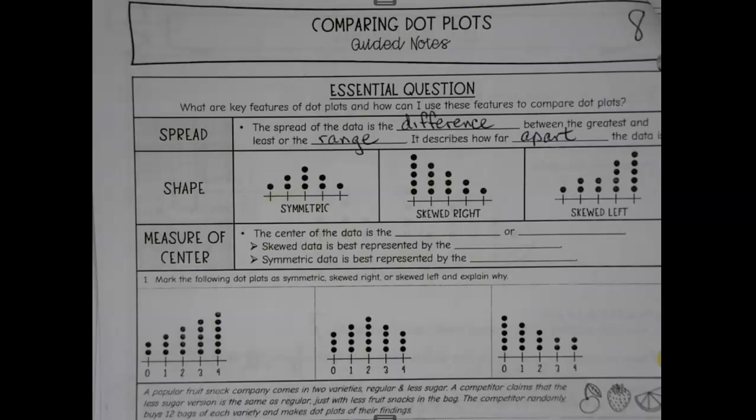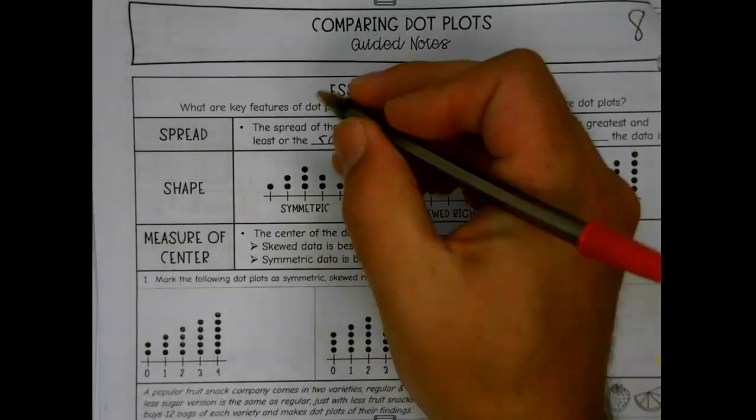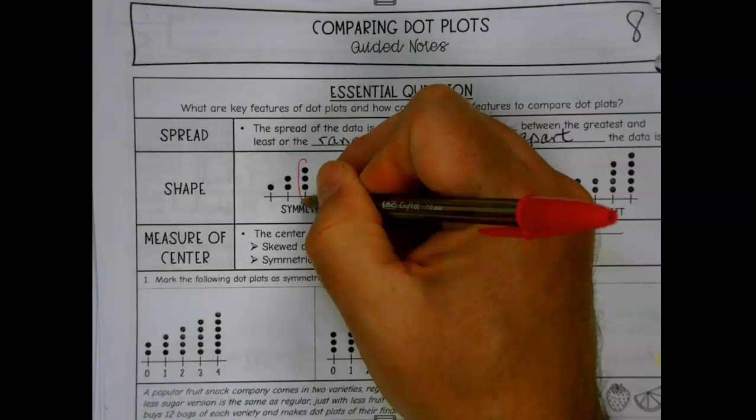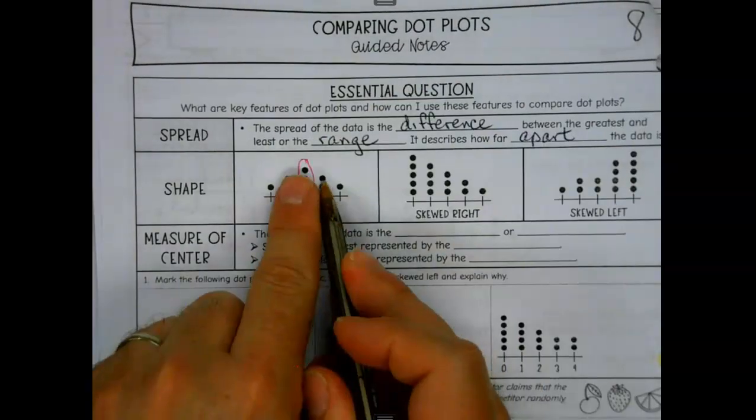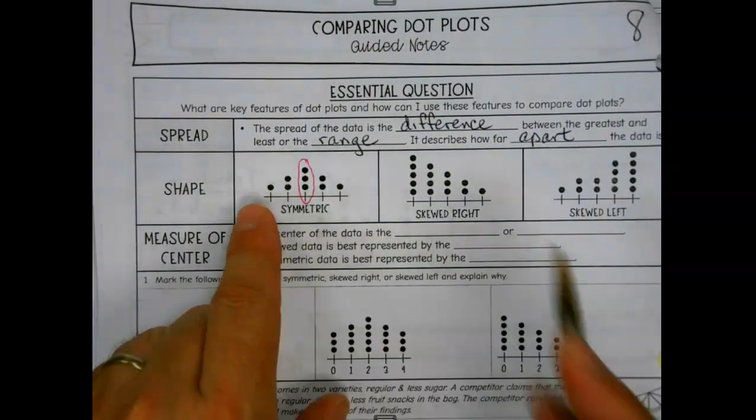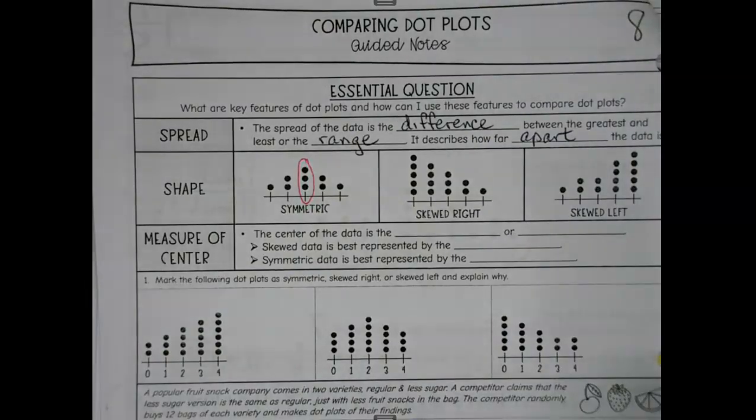And so when we do these, that can affect the shape of our dot plot. Okay? If it basically is the same all the way through, and when I say that, I mean symmetric, you'd have the most data in the middle, but if you look off to the edges, you see about the same amount of data on each side.